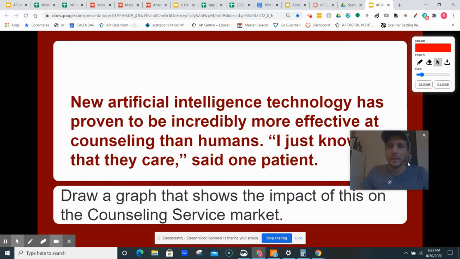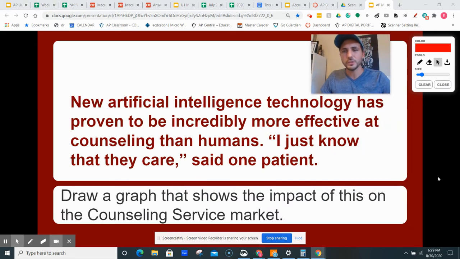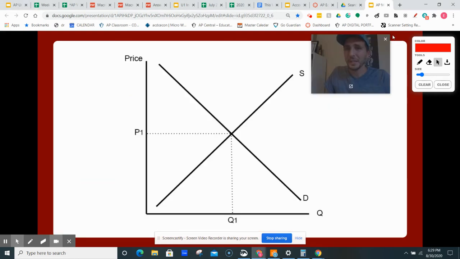Let's try it out. So there's new artificial intelligence technology that has been proven to be incredibly more effective at counseling than humans. "I just know that they care," says one patient. So draw a curve that shows the impact of this new technology on the counseling service market. All right, let's try this together.